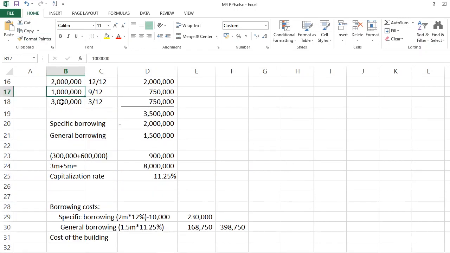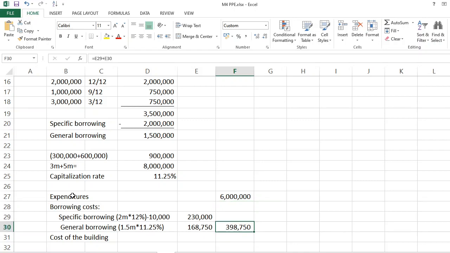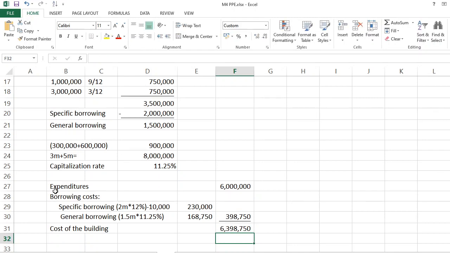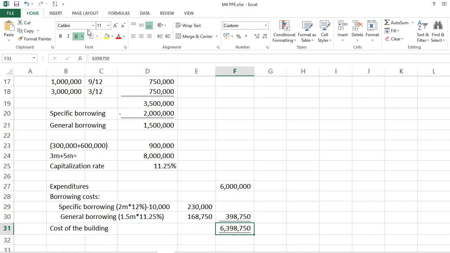Therefore, we are going to consider the expenditures that we spent. So that was 2 million plus 1 million plus 3 million. Let me just put here, expenditures. So, that is a total of 6 million, correct? Therefore, the total cost of the building is 6,398,750. Alright. And, someone got the correct answer as well.